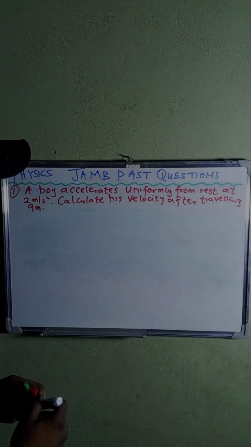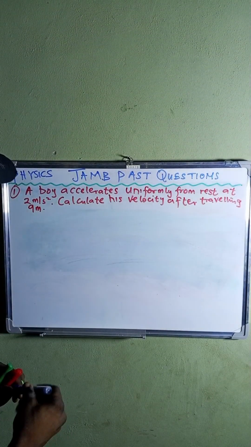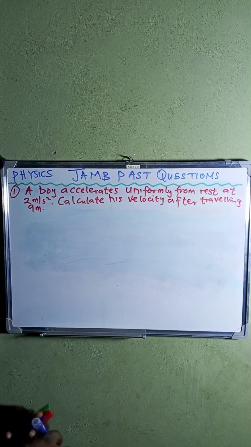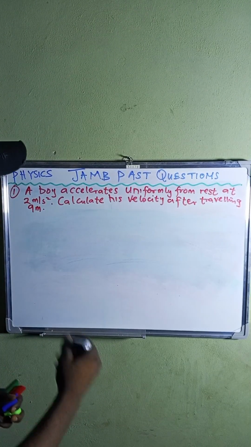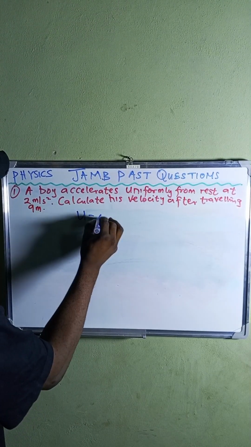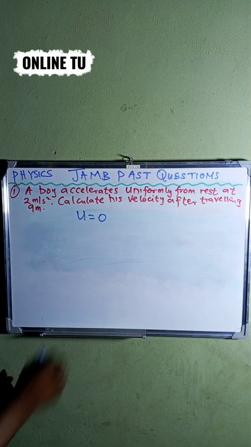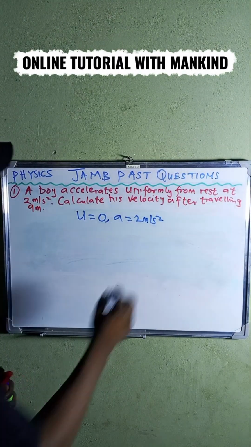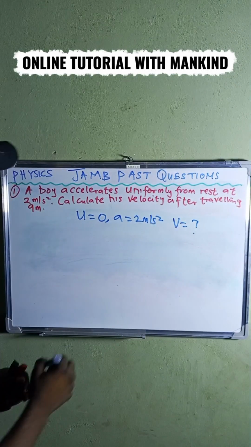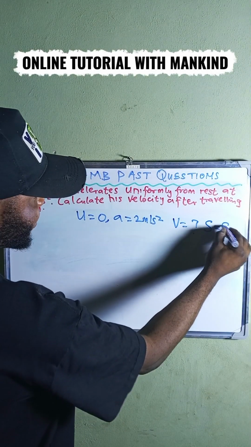A boy accelerates uniformly from rest at 2 meters per second squared. Calculate his velocity after traveling 9 meters. So the first thing you want to do after seeing this kind of question is to write out the parameters that you are given. It says a boy accelerates uniformly from rest. That tells you that our initial velocity equals 0, and the acceleration is 2 meters per second squared. So calculate his velocity, that's the final velocity, is unknown, after traveling 9 meters. So my distance is 9 meters.